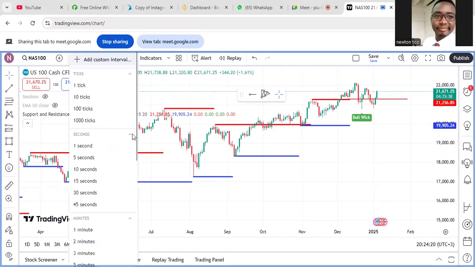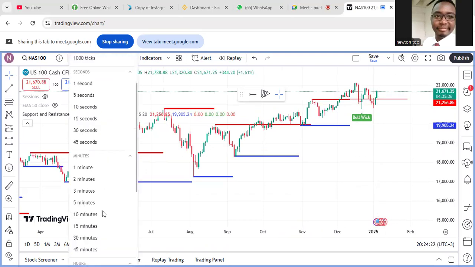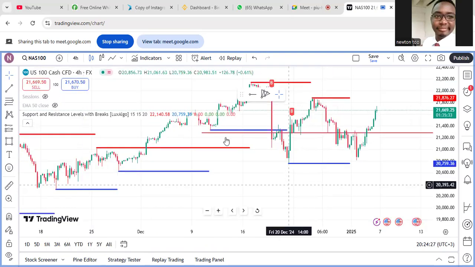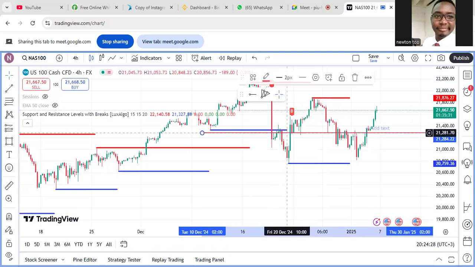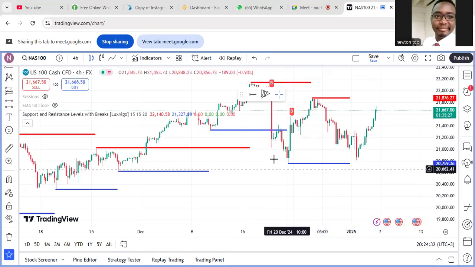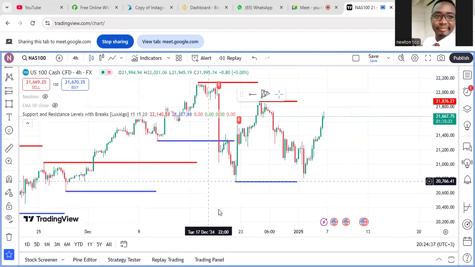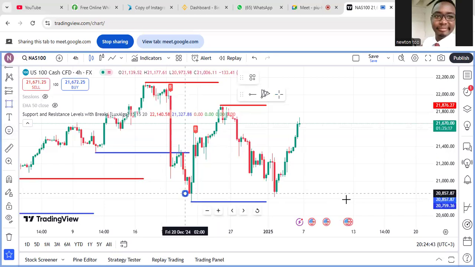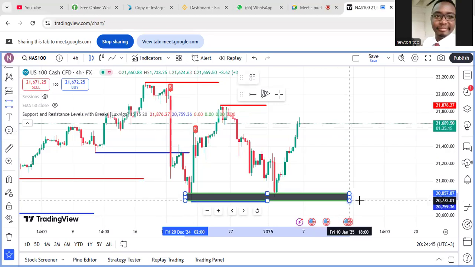Maybe you can check H4 to see how it looks. Now H4 is making sense. Let me remove these lines. So if you are trading on H4, let's say for example here, first you got an entry. Now here you got an entry.